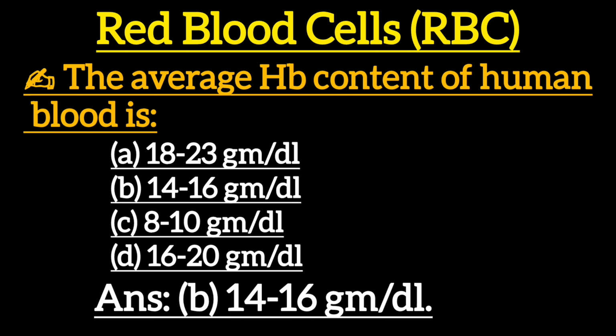Next one is the average HB content of human blood is option A 18 to 23 gm per dl, option B 14 to 16 gm per dl, option C 8 to 10 gm per dl, option D 16 to 20 gm per dl. Correct answer is option B 16 to 20 gm per dl.